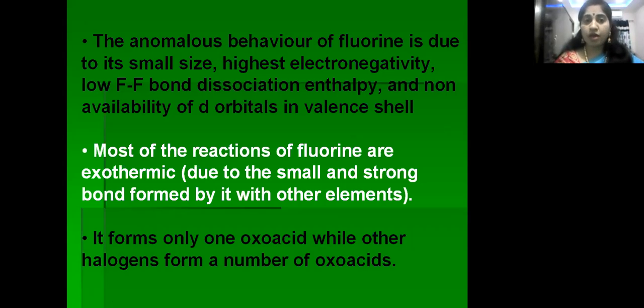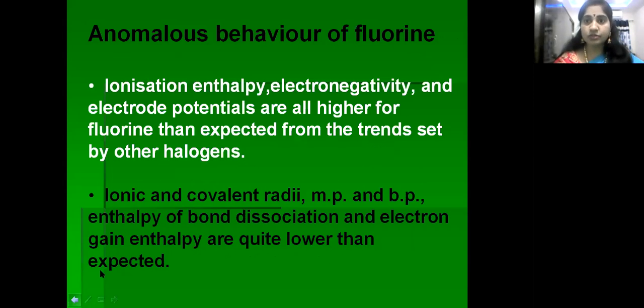And if fluorine's bond dissociation enthalpy is very low, because of that it is showing anomalous behavior. So what are the anomalous behaviors that fluorine is showing? It forms only one oxo acid, whereas other elements of the same group form a number of oxo acids. Next, its reactions are exothermic, whereas reactions of the others are not exothermic.